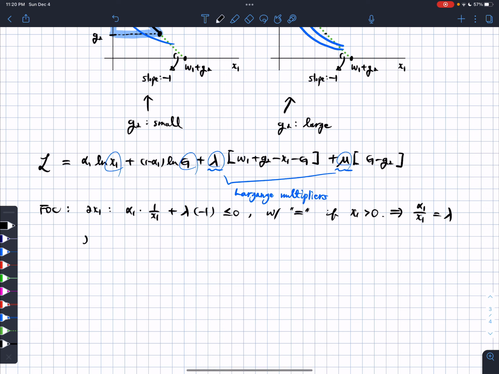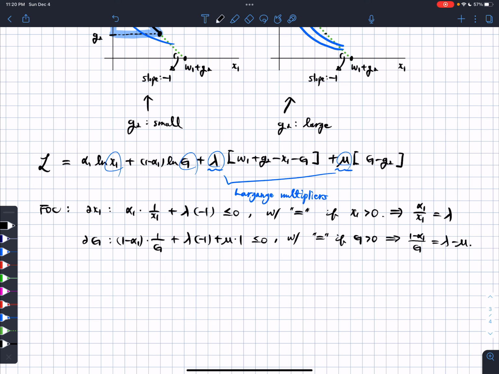Okay, and then now differentiate with respect to big G. And big G appears where? Here and also here. So lambda minus 1 plus mu times 1, that is less than or equal to 0, with equality if big G is positive, and I know that big G is always positive at a solution. So this is equal to lambda minus 1 plus mu.